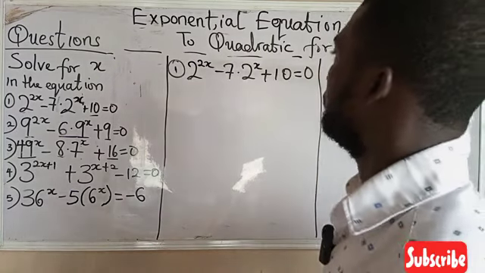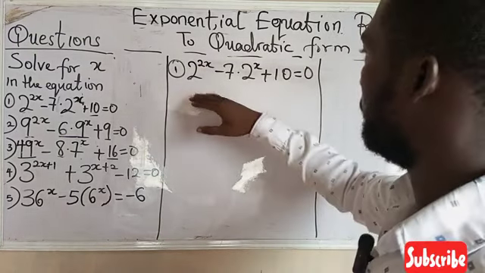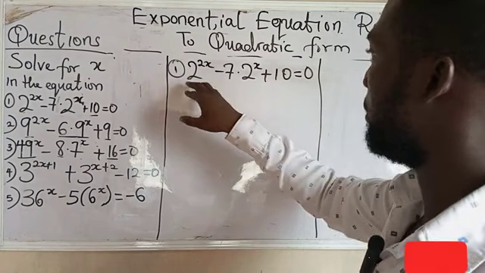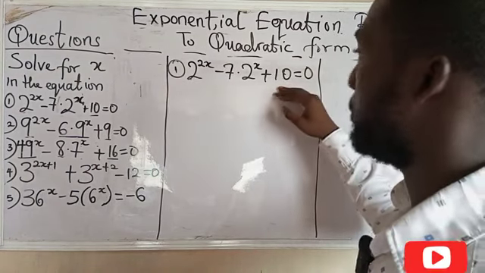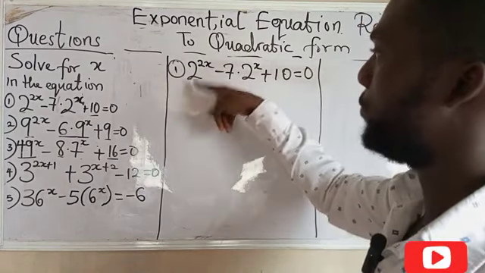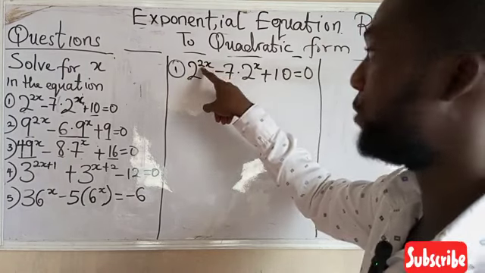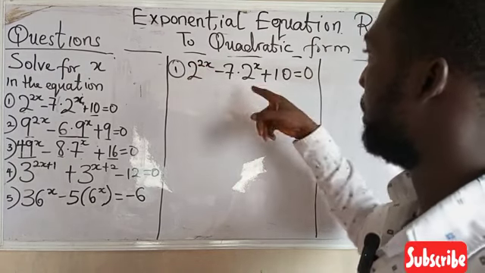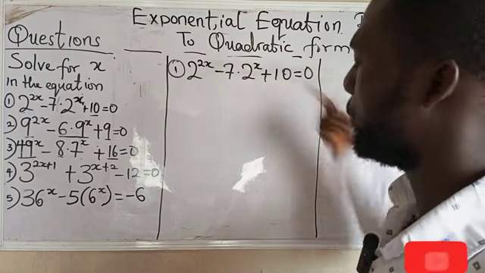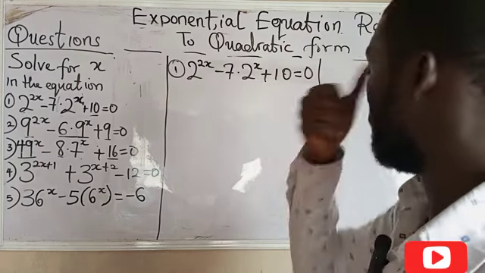So, number 1, this is a question. It has 3 terms. This second is the third one. And the first term is having raised to power 2 something, 2x here. And we have the second and third term. So what you are going to do is this.